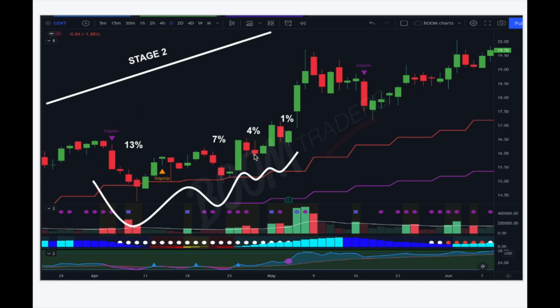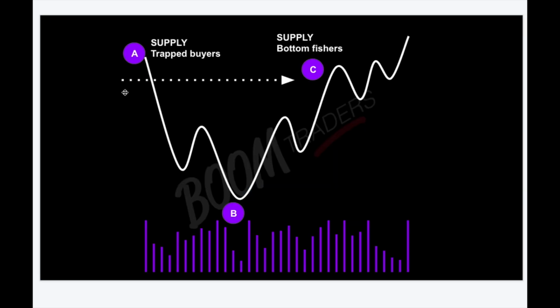So first rule is stage 2, second rule is single digit contraction. The tighter the point and the drier the volume, the better the buy point is. Now, I'm going to show you theoretically what this looks like and explain the logic and the psychology behind it, and hopefully this will be quite useful as well.